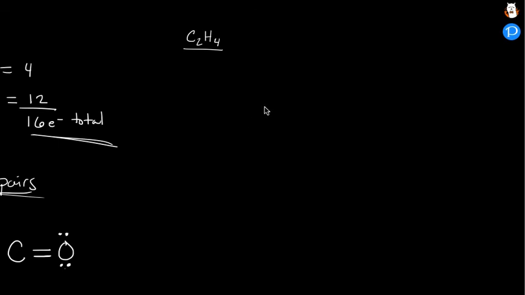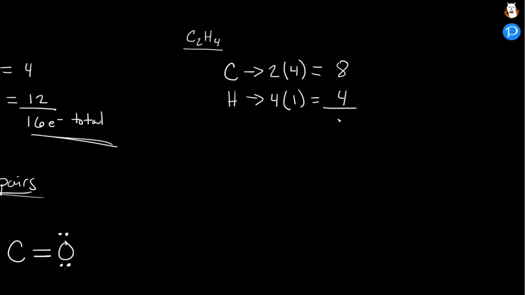C2H4. So in this one, the first step, let's figure out how many total electrons. Carbon, I have 2 atoms of carbon. Each carbon atom has 4 valence electrons. Hydrogen, there's 4 of them, and I have 1 electron in each. 2 times 4 is 8. Plus 4, there's going to be 12 total electrons. 12 divided by 2 tells me there's going to be 6 pairs.